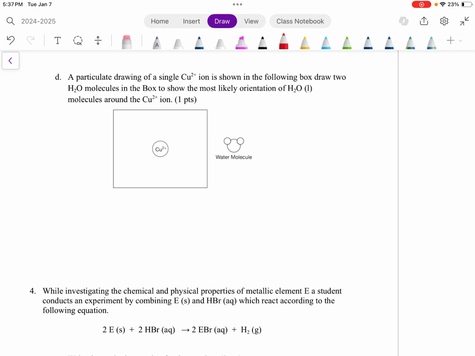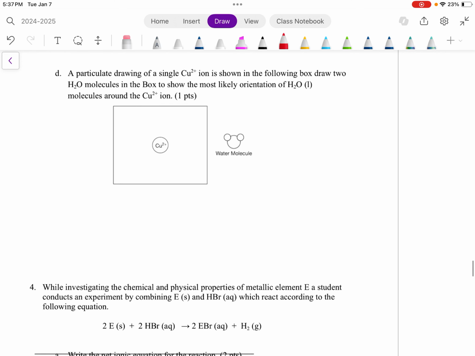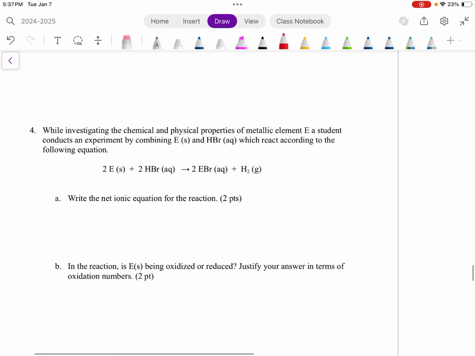Okay? Now, a particle drawing here of the ion, and you had to draw 2 water molecules in the proper orientation. Remember, water here, this is the O, these are the H's. Water is polar, so the hydrogens are going to be more likely positive, the oxygen more likely negative. And so you should have drawn 2 water molecules in this orientation. In other words, you had to show the negative oxygen facing the copper ion in order to get full credit.